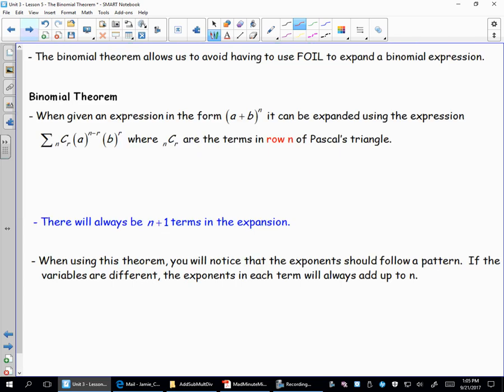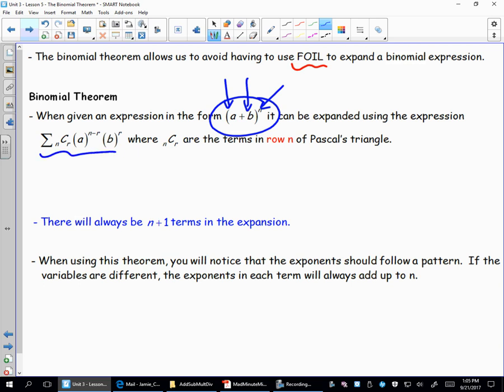Okay, so that's the idea behind the binomial theorem. We're going to try to avoid using FOIL and instead use the idea of patterning and combinations, Pascal's triangle. So here's how it's going to work. When given an expression in this format, a first piece, a second piece, and an exponent, we can expand it. We can get rid of the brackets by using the binomial theorem.